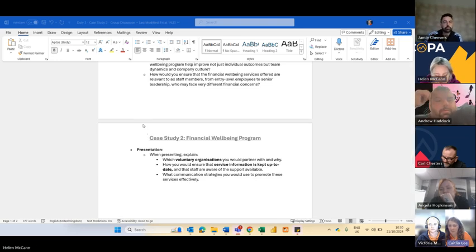But as Andrew was saying, you do have to be careful with financial support, because you've got to make sure they're accredited and that they actually know what they're talking about, especially if we're signposting people to them. Can't just be someone's mate who's good with money.